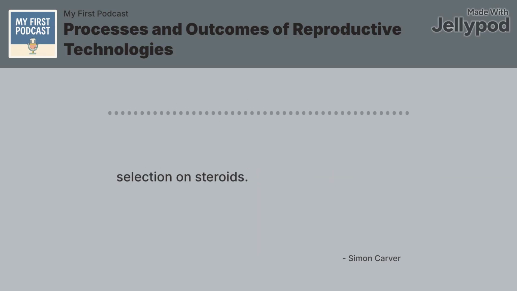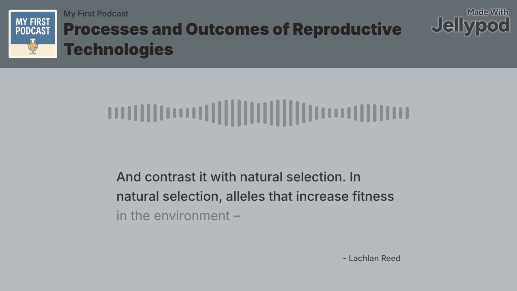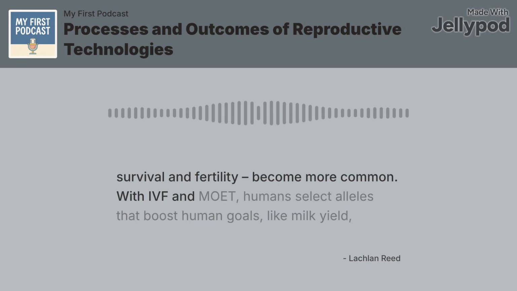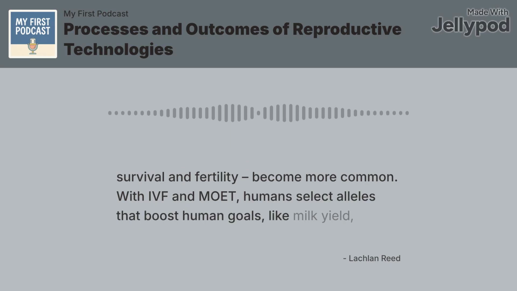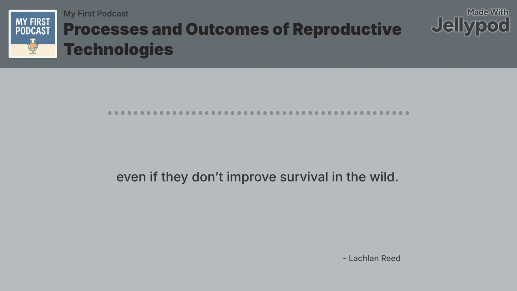And contrast it with natural selection. In natural selection, alleles that increase fitness in the environment, survival and fertility, become more common. With IVF and MOET, humans select alleles that boost human goals, like milk yield, even if they don't improve survival in the wild. So what are the consequences?